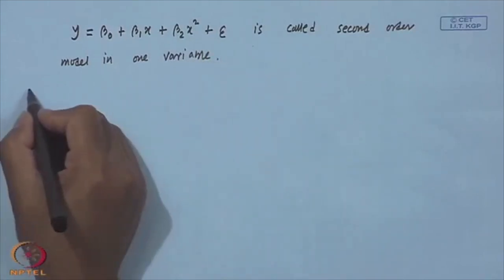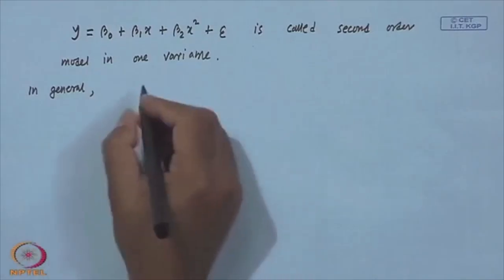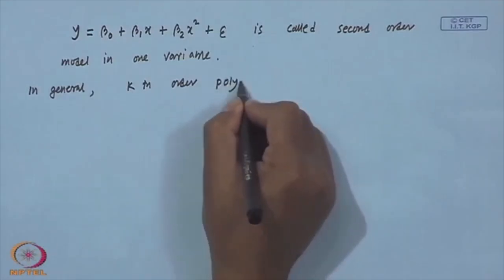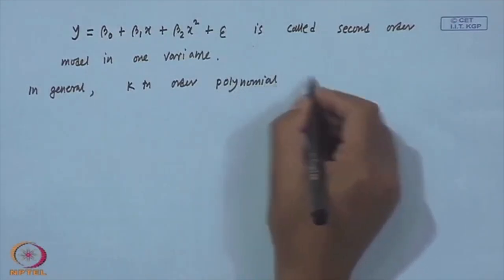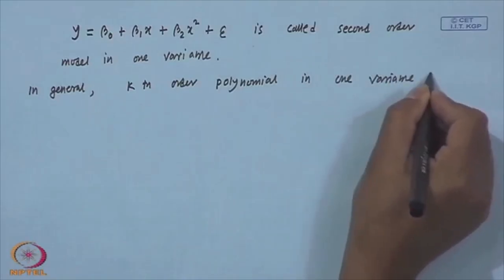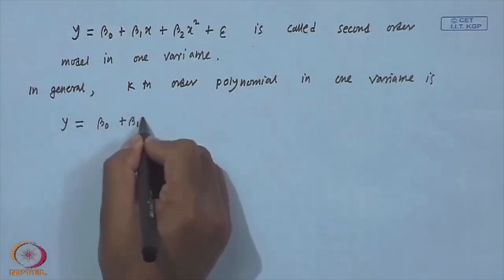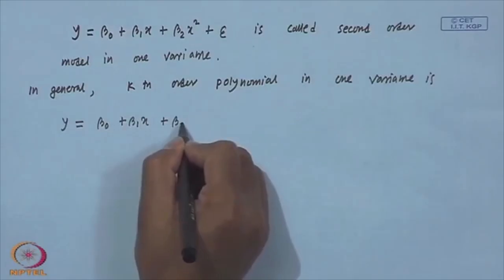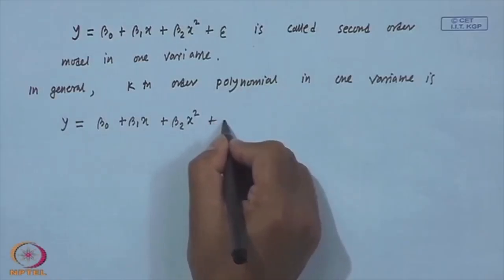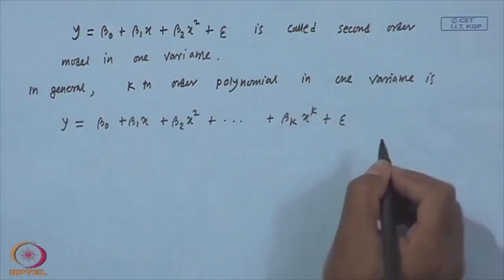Okay. So, in general, kth order polynomial in one variable is y equal to beta naught plus beta 1 x plus beta 2 x square plus beta k x to the power of k plus epsilon.